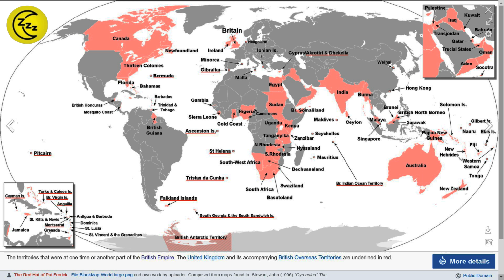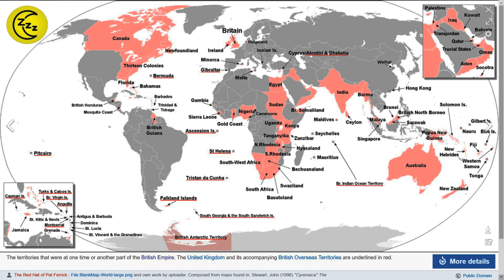The last significant British colony, Hong Kong, was returned to Chinese sovereignty in 1997. By then, virtually nothing remained of the empire. The Commonwealth, however, remained a remarkably flexible and durable institution.